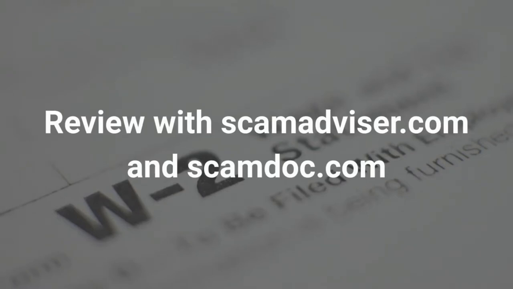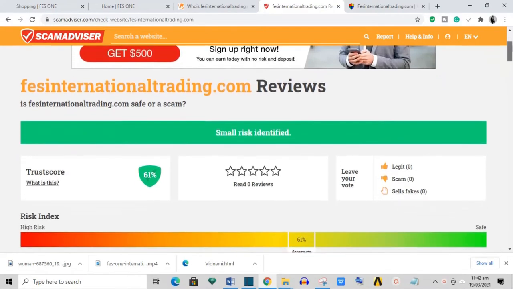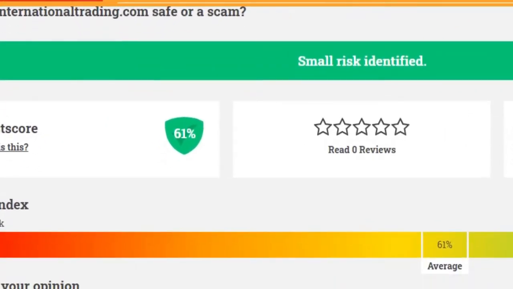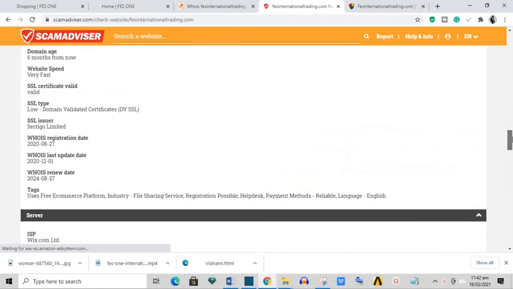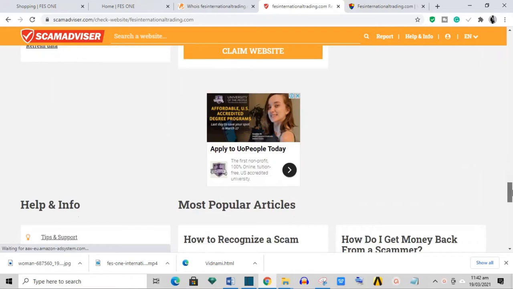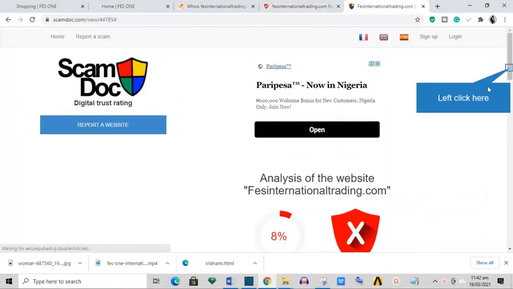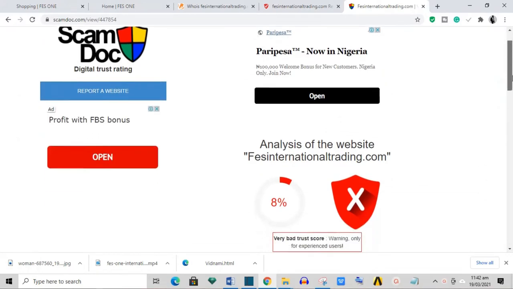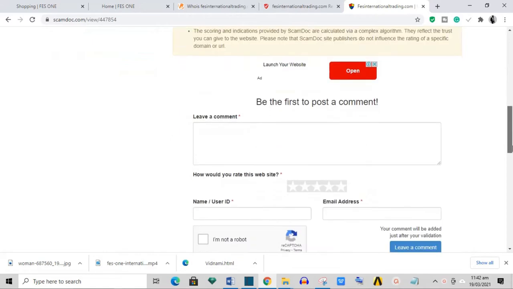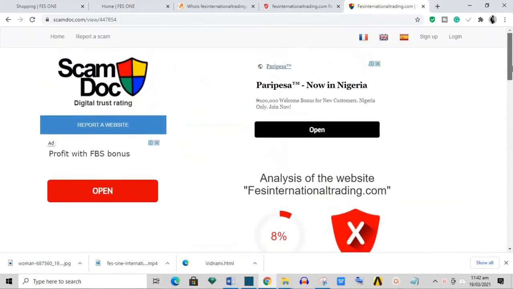Review with scamadvisor.com and scamdog.com. Scamadvisor.com rated the site www.fesinternationaltrading.com with a trust score of 61%, warning that only a small risk is identified and users of the site should be cautious. Also, scamdog.com rated the site low with a trust score of 8%, warning that users should be wary of the site, that the creation of the domain name is rather recent. This to me is a red flag.